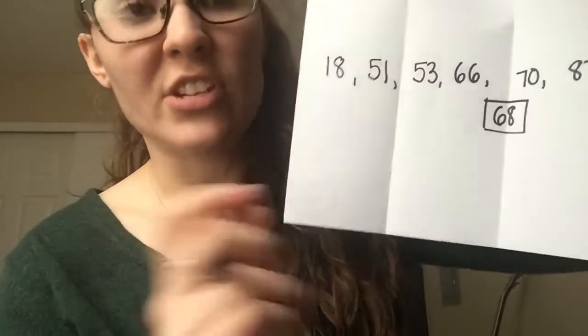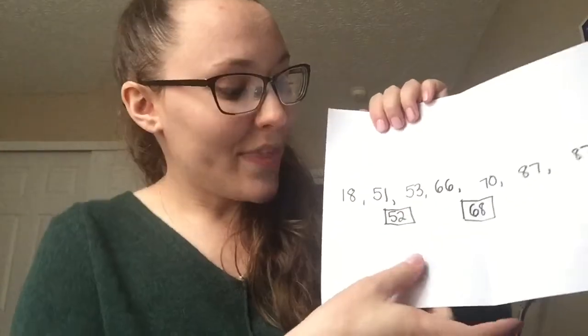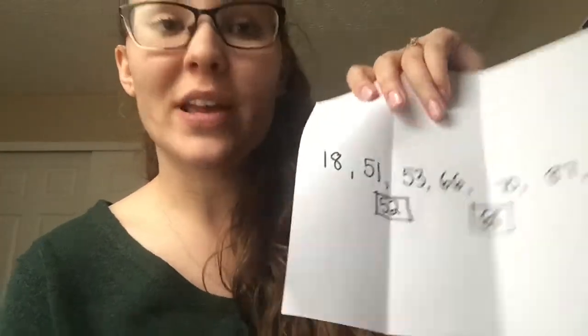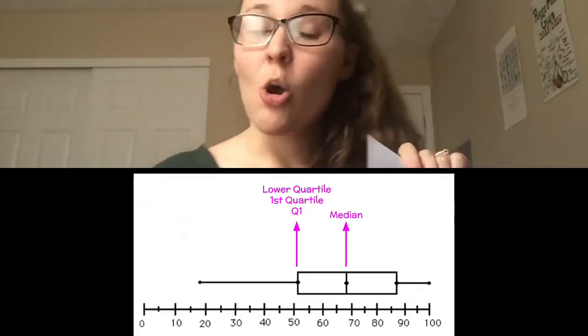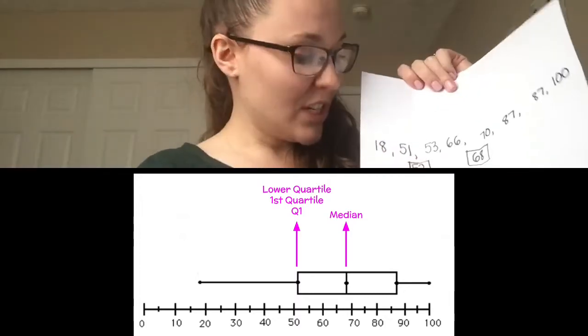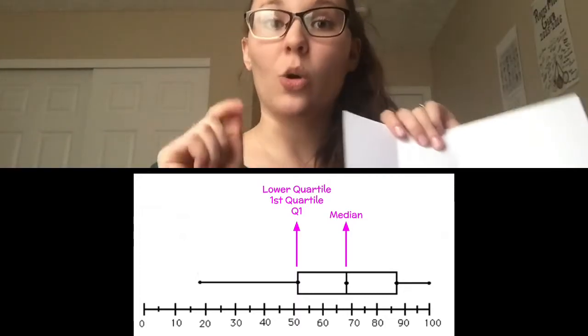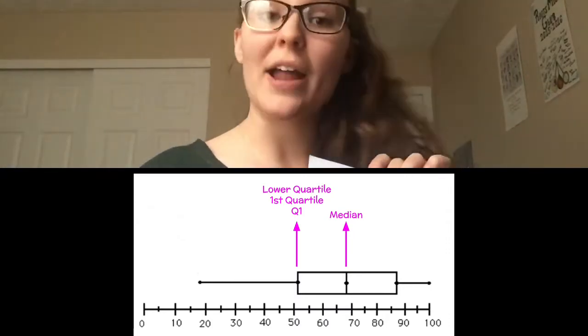So what number is directly between 51 and 53? 52. So 52 is directly between 51 and 53. So what that means is that 52 is this new vocabulary word called a lower quartile, or sometimes referred to as quartile 1. So 52 is our lower quartile or quartile 1. Make sure you label that on your box and whisker plot in your math notebook.